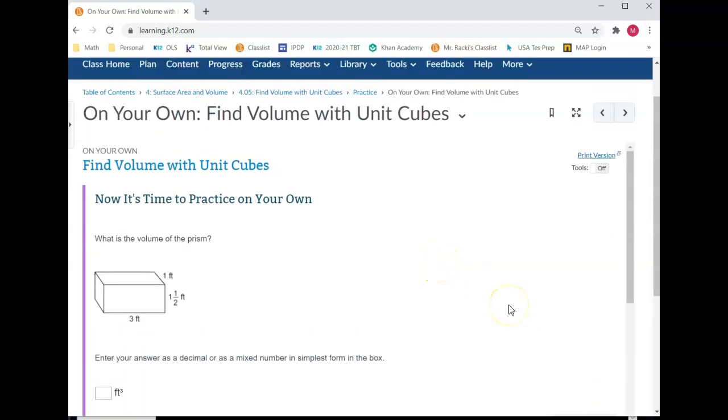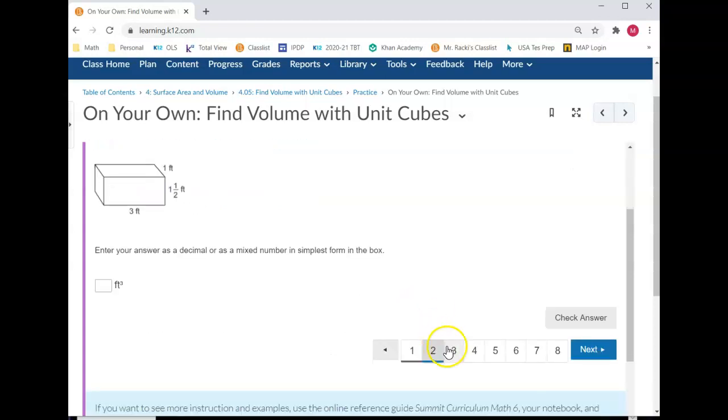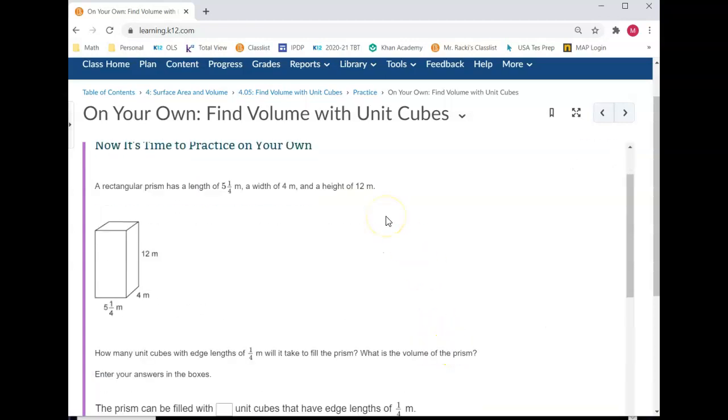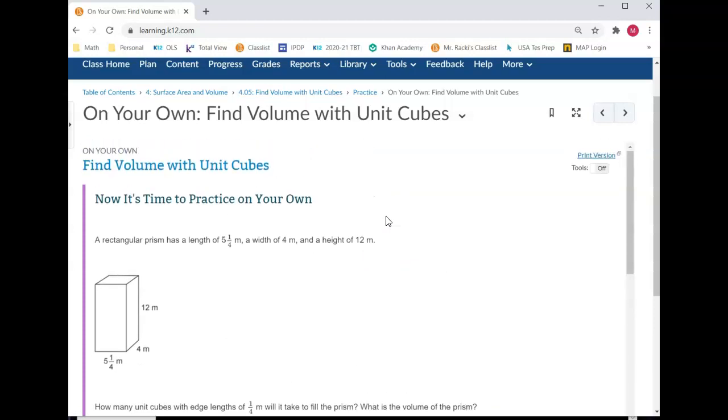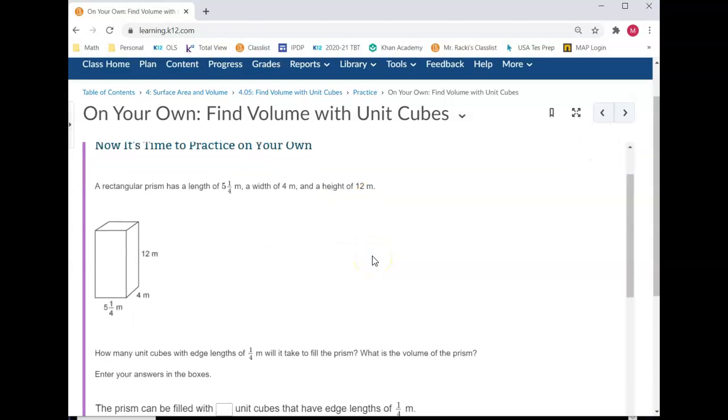Now this one says find the volume of the prism. Enter your answer as a decimal or mixed number in simplest form. Again, we would just multiply length times width times height, multiply these three numbers together, and you'll get its volume. I want to skip ahead to some of the more challenging questions where we have to actually work with these smaller than normal unit cubes. Okay, this is one of those, I think.